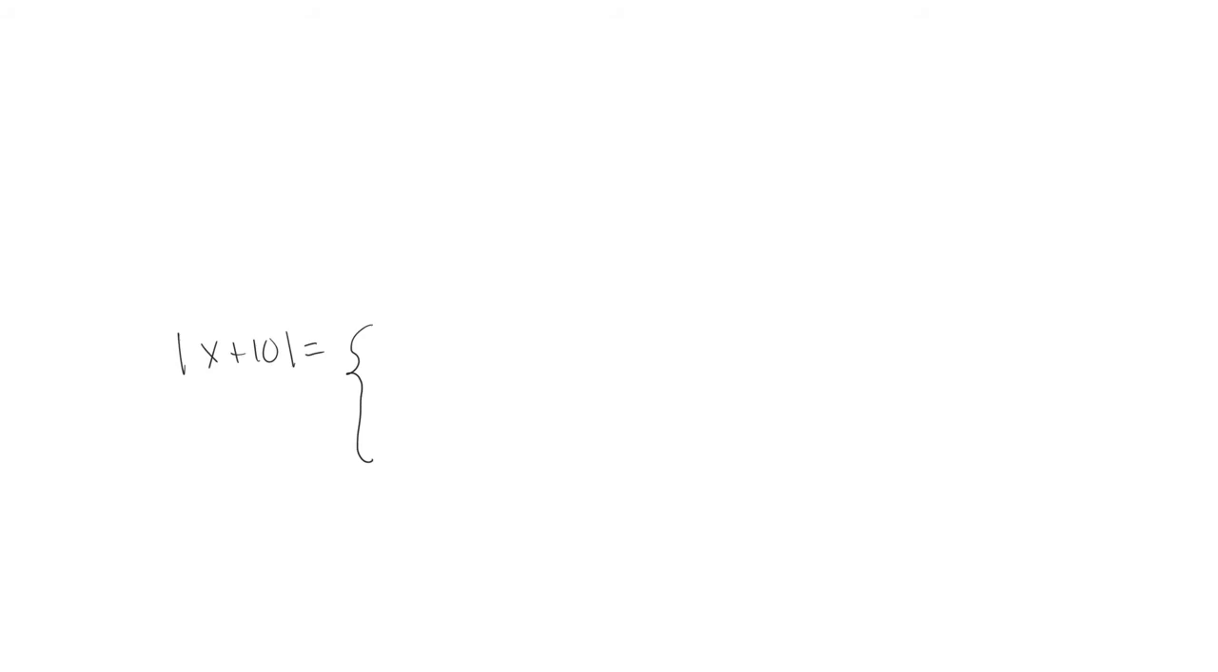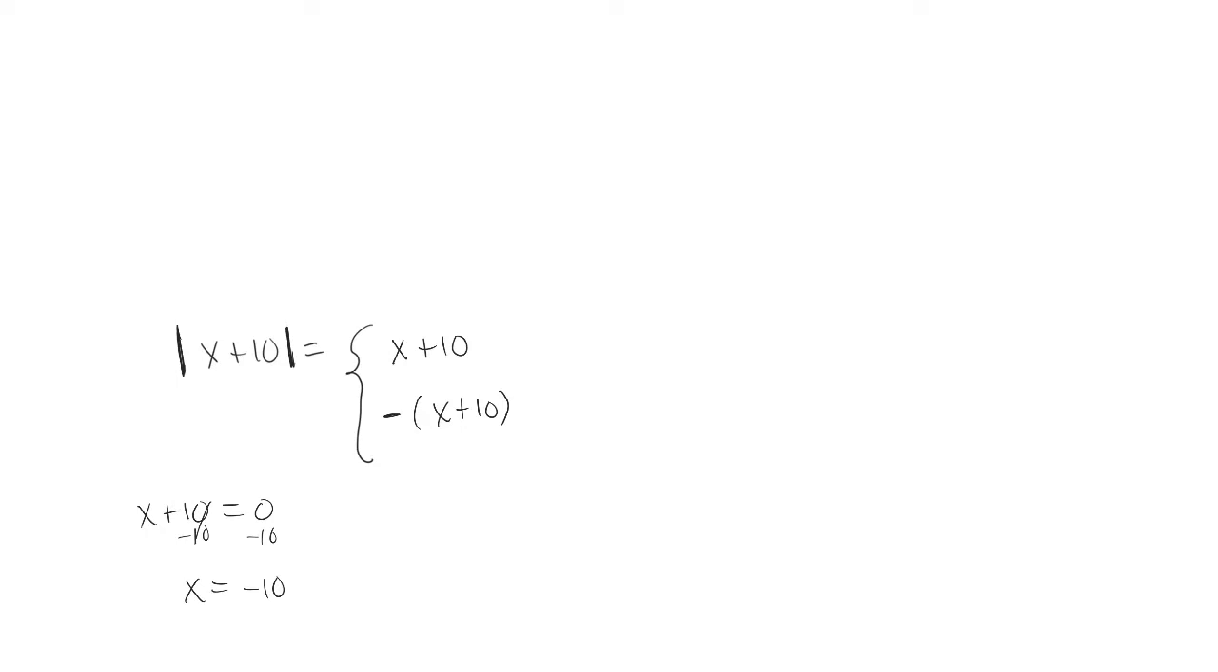All right, so we're being asked to rewrite this without the absolute value bars. So either this is going to be x plus 10 or it's going to be the opposite of x plus 10. Okay, so we want to think about when x plus 10 is actually equal to 0. If you subtract 10 from both sides, you get that, obviously, x is equal to negative 10.